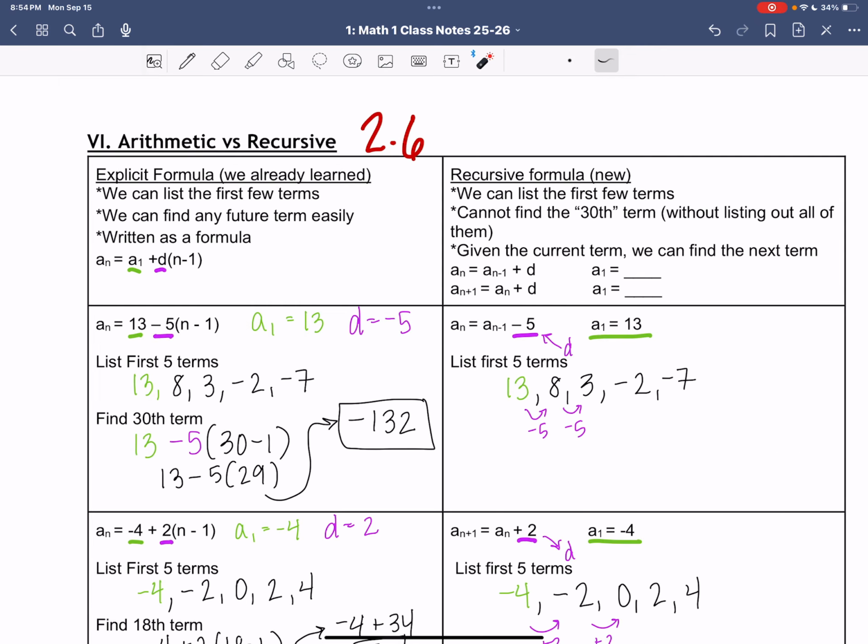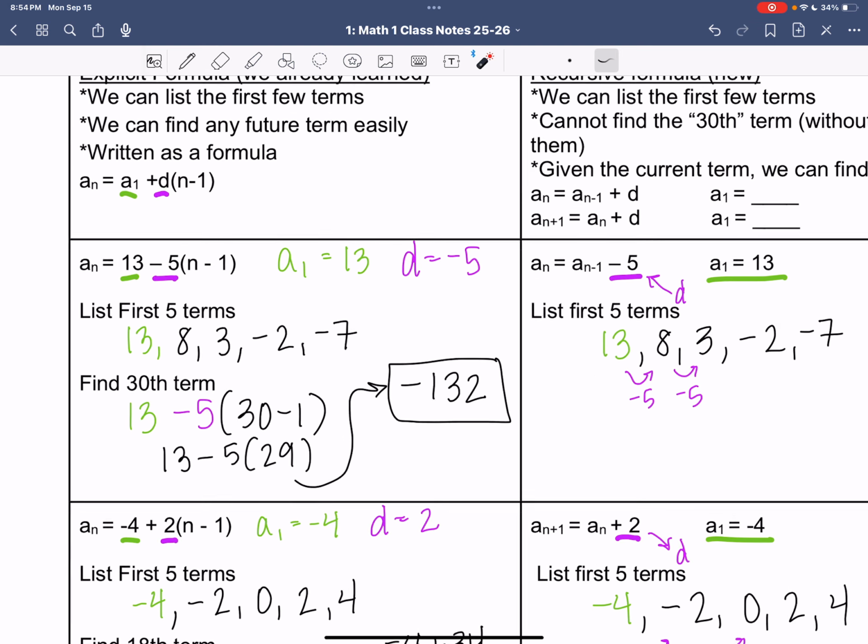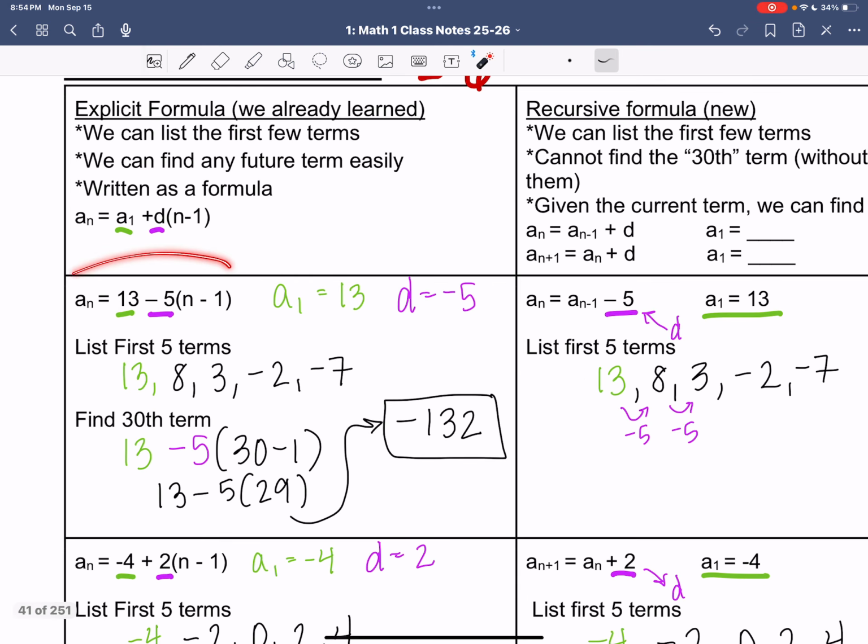So now what we're going to talk about is recursive form. So recursive is new to us, so we can list the first few terms. We can't find an nth term without listing them all, but we can find the next term. So we're just going to go through. Let's look at our explicit form here.